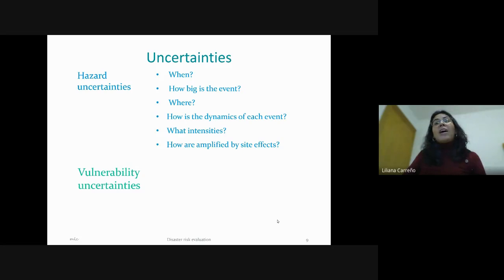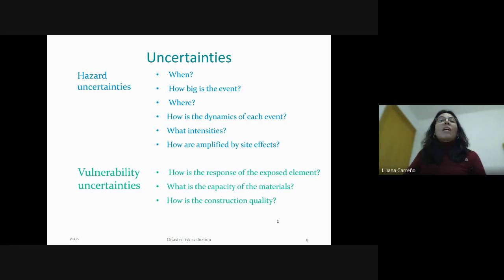On the other side, we have uncertainties related to the vulnerability of the exposed elements. For example, how is the response of the exposed elements? What is the capacity of the materials? How is the construction quality? How is the structure damaged? How are the contents damaged?